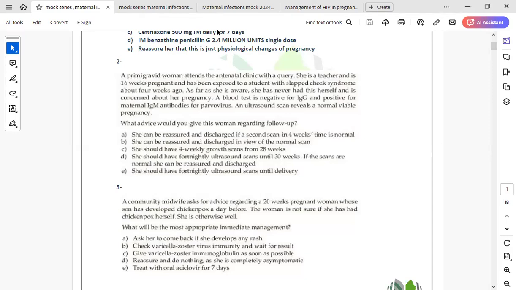Parvovirus is going to be manifested in the woman by flu-like symptoms, just like having a common cold. But to know if this baby is having a congenital infection or not, we are going to depend on two things. We are going to depend on the ultrasound biomarkers. And if she wants to make sure that her baby is really infected or not, what are you going to do?